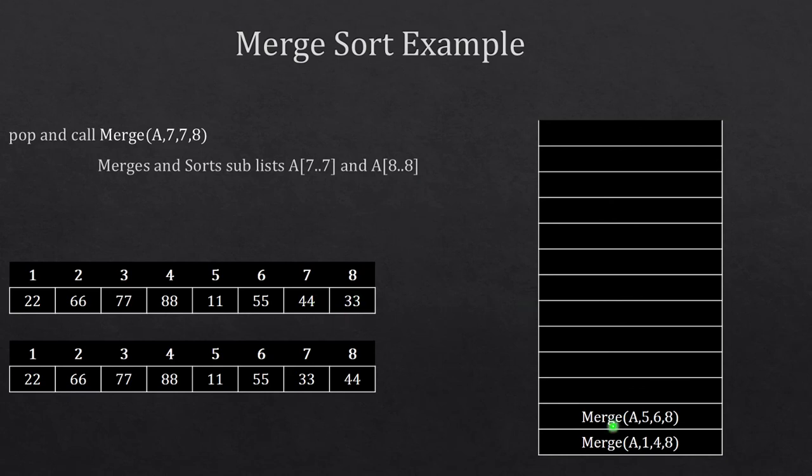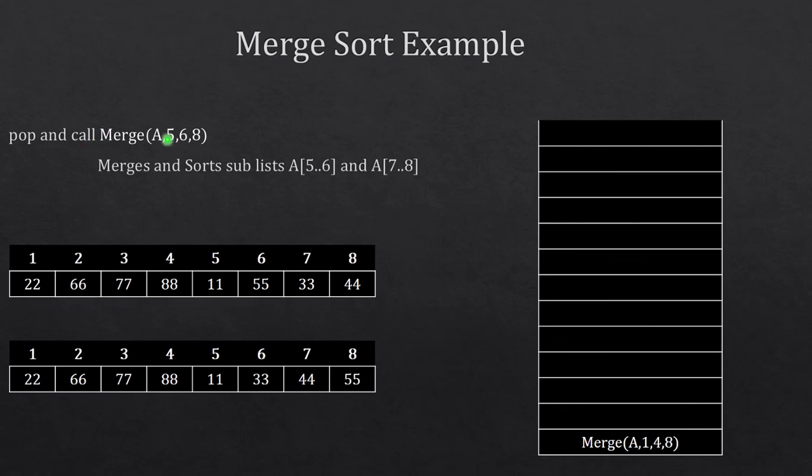Then this merge of a comma 5 comma 6 comma 8 will be executed. So pop and call merge of a comma 5 comma 6 comma 8. It will merge and sort sublist a of 5 to 6 and a of 7 to 8. 5 to 6 means these 2 elements. 7 to 8 means these 2 elements. These will be merged. So 11, 33, 44, 55. Again one more call is pending.